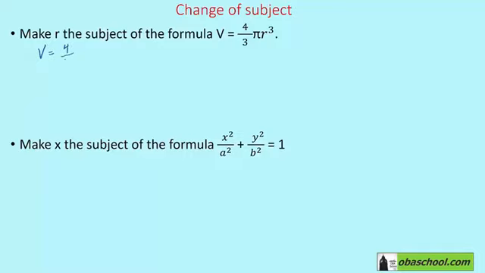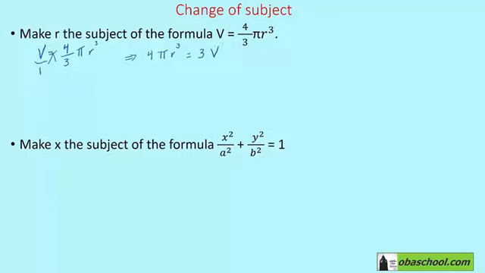First things first, we're going to have to copy the whole formula: V equals 4 over 3 pi r cubed. The first thing we're going to do is cross multiplication so that we can get rid of the denominator. So it's going to be 4 pi r cubed equals 3V.